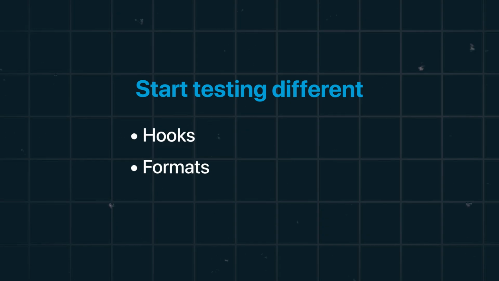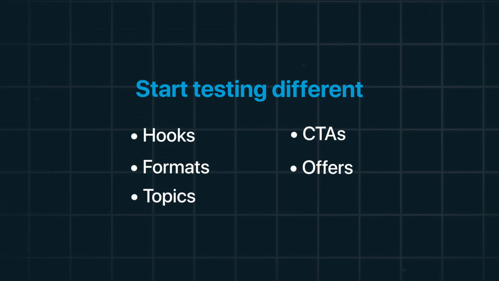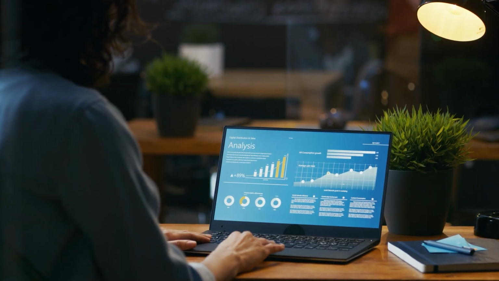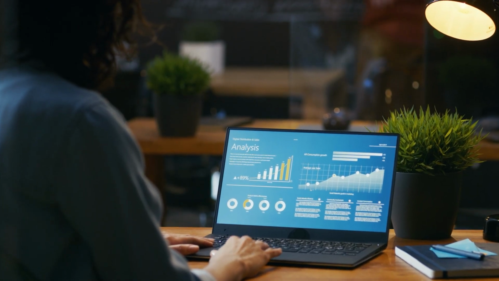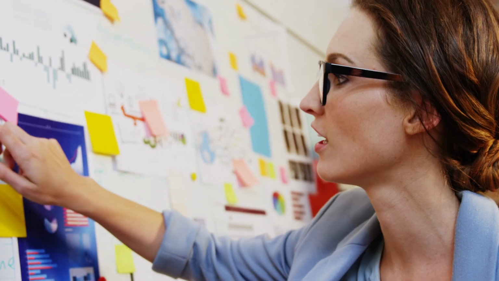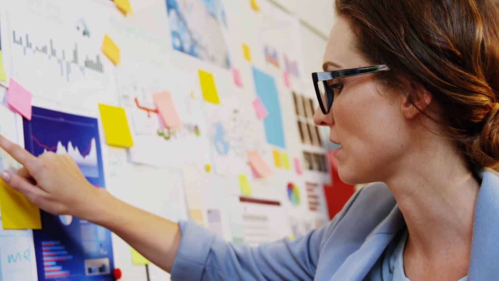So start testing different hooks, formats, topics, CTAs, offers, and audience behavior constantly, and track all of it. Keep a pulse on the numbers and what changes positively or negatively with each change, and let every piece of data sharpen your overall marketing strategy.